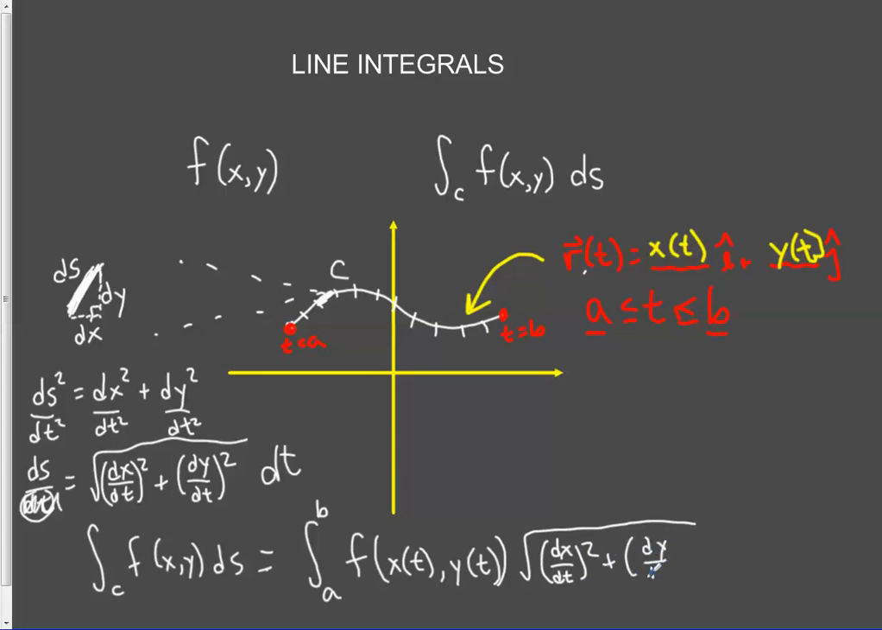And so there we go. You may remember this square root. This square root came up in multivariable calculus when we were learning how to compute arc lengths. And it's no surprise, since the ds is arc length here, that it would come up again.